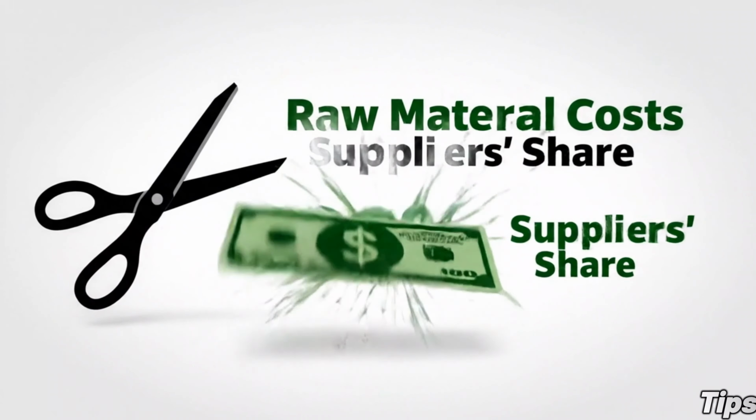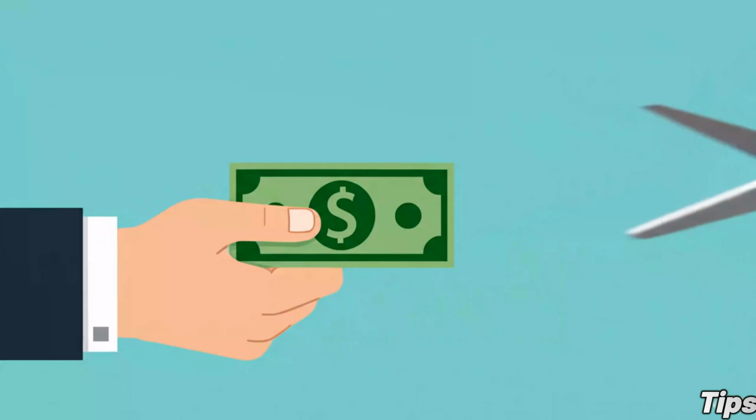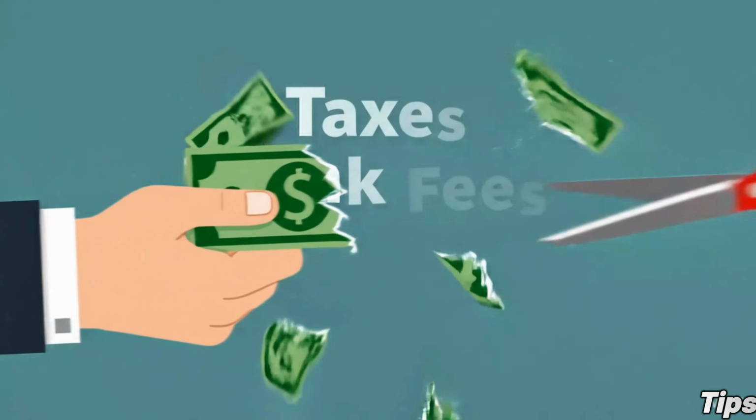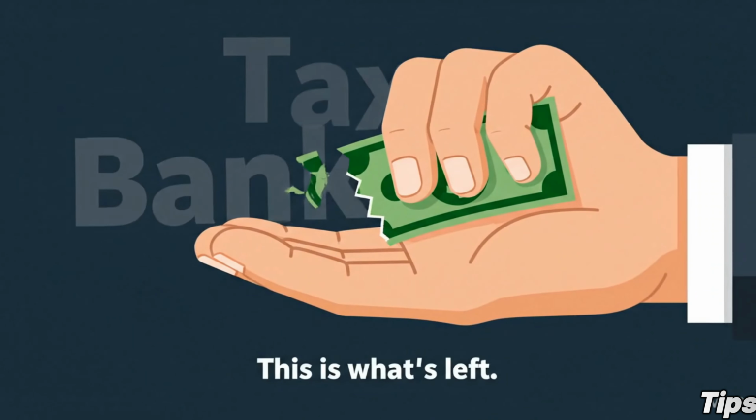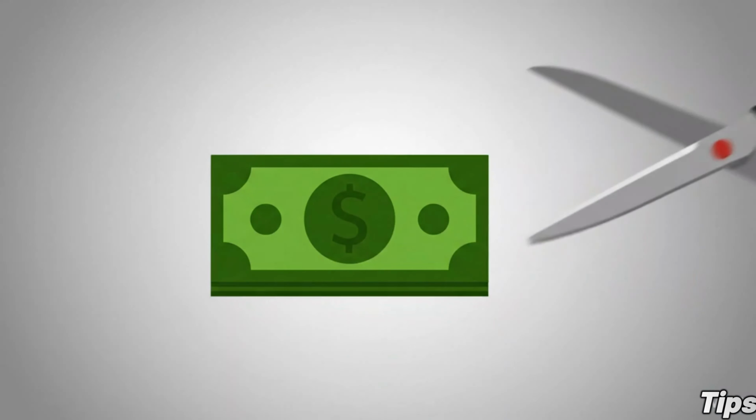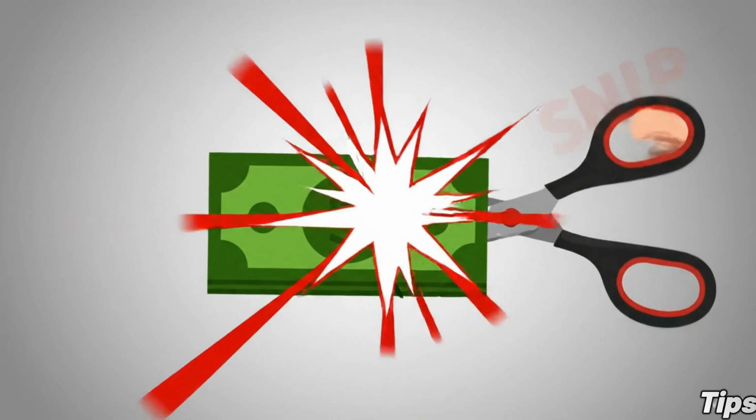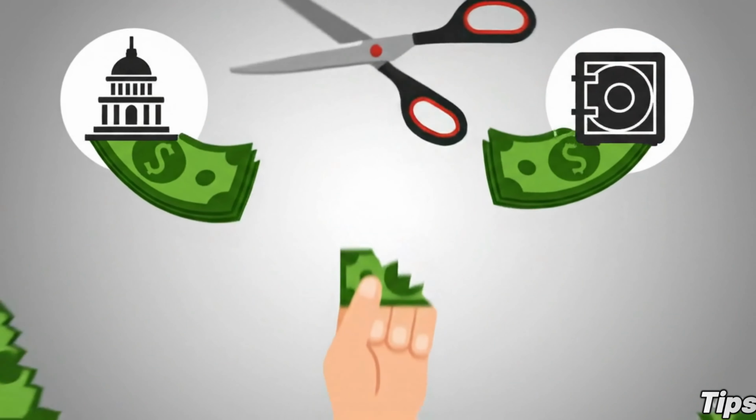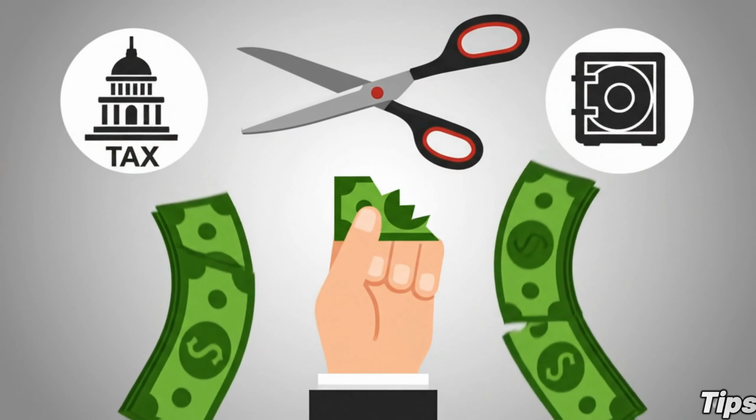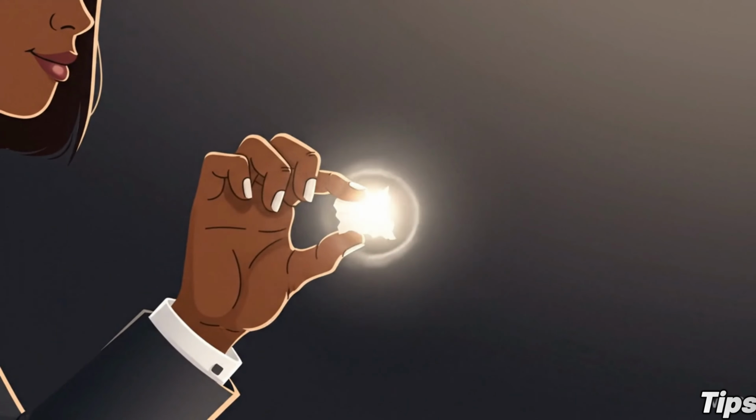That part belongs to your suppliers for raw materials. Now, cut off another large slice from what remains. That belongs to your landlord and your employees. Finally, snip off one more piece for the taxman and the bank. Look at the tiny, jagged scrap of paper remaining in your hand. This is what you actually get to keep.